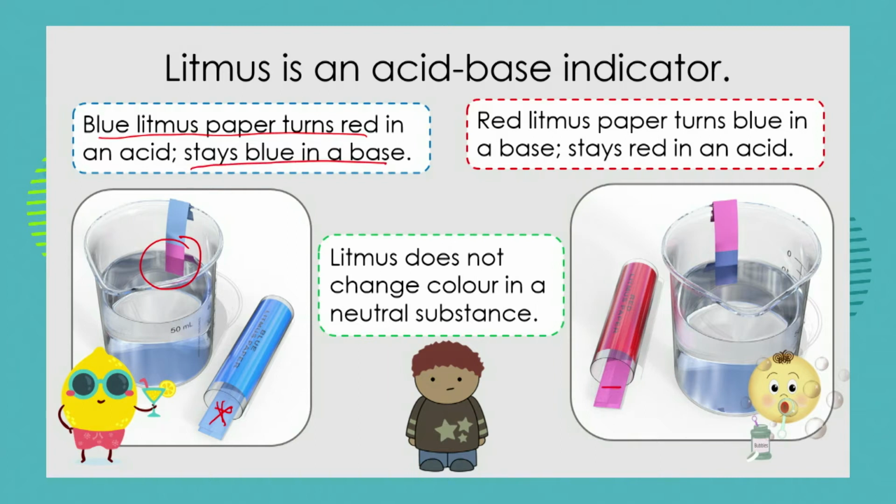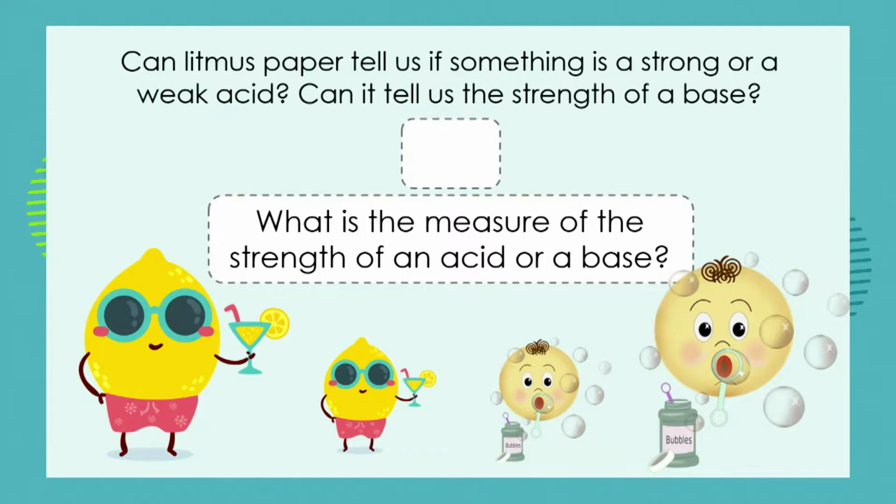On the other hand, red litmus paper is going to turn blue in a basic substance, but it'll stay red in an acid. And of course, litmus is not going to change color at all in a neutral substance. So if we put red and blue litmus paper into pure water, we're not going to get any change with either piece of paper, and that tells us that the pure water is a neutral substance.